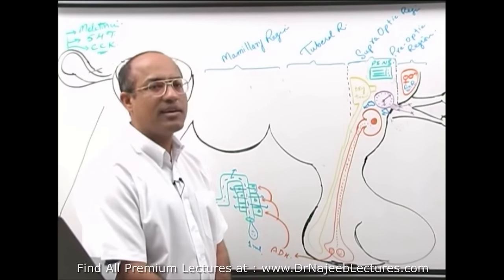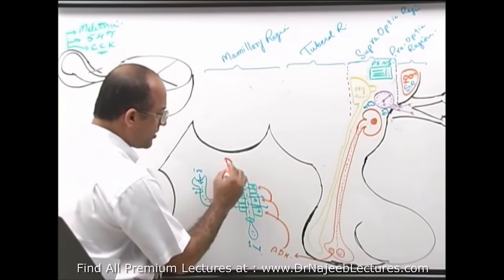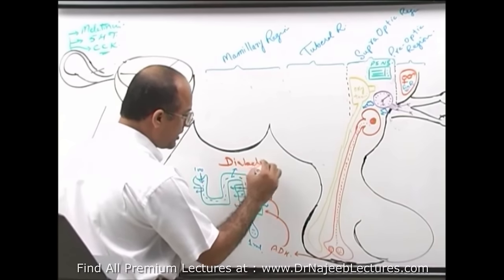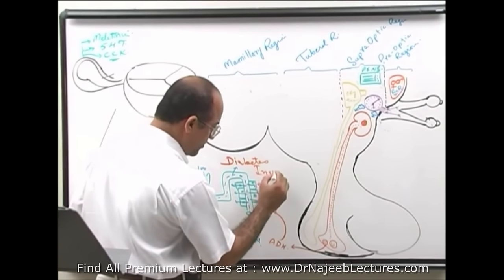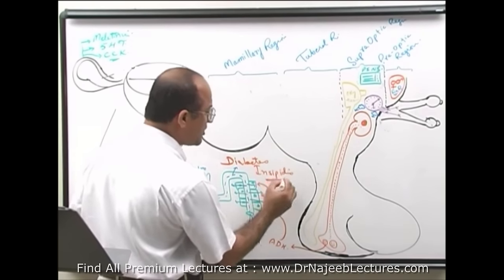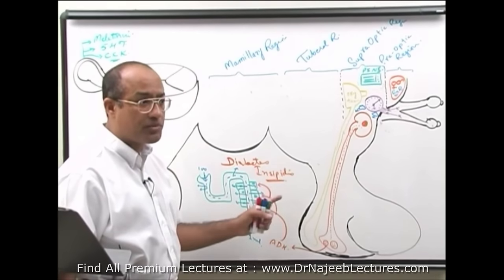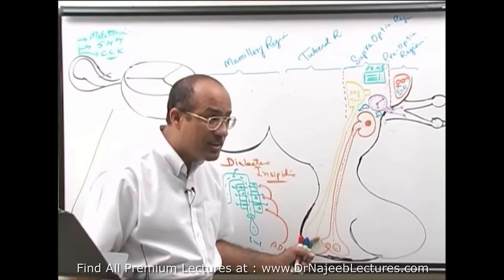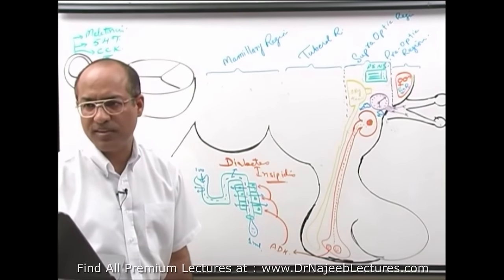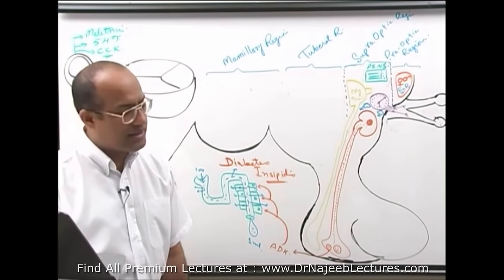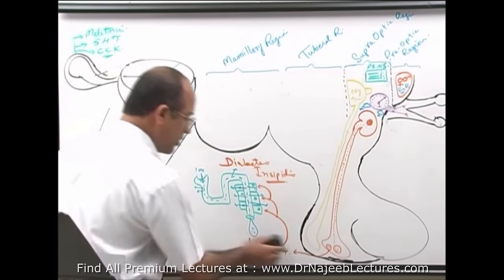This condition is called diabetes insipidus. What is it called? Diabetes insipidus. It is not diabetes mellitus. It is diabetes insipidus. Because this type of diabetes insipidus is due to deficiency of ADH, due to damage in the central nervous system, we call it cranial diabetes insipidus. What type of diabetes insipidus? Cranial type of diabetes insipidus. Any question here? No. Okay.